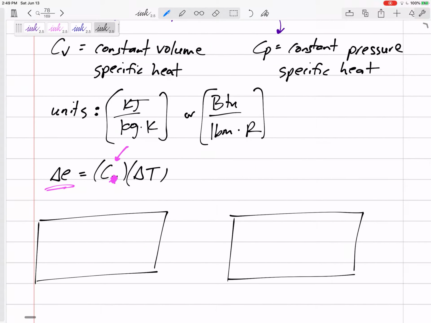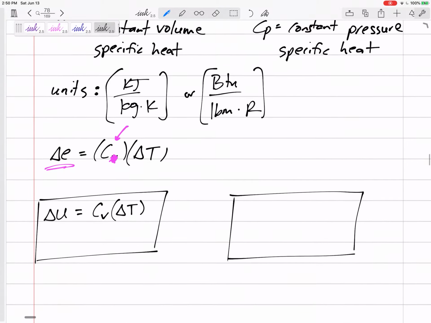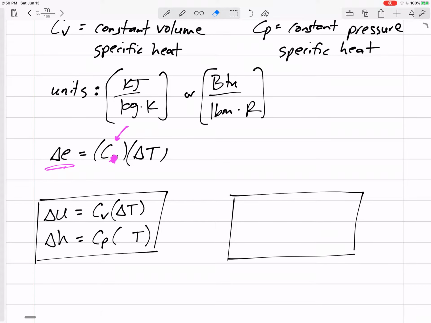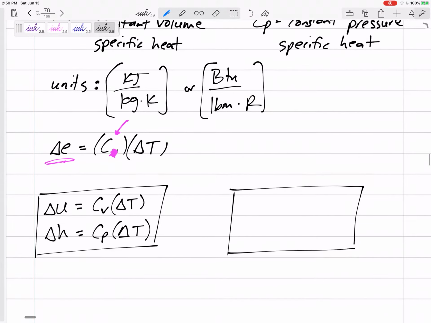Now, if this delta E is change in U, then it is CV delta T. Does that kind of make sense, right? CV is for constant volume, where we have U. Whereas the change in energy is delta H for CP delta T. Okay, that right there is boxed in your notes. Delta U equals CV delta T, delta H equals CP delta T.